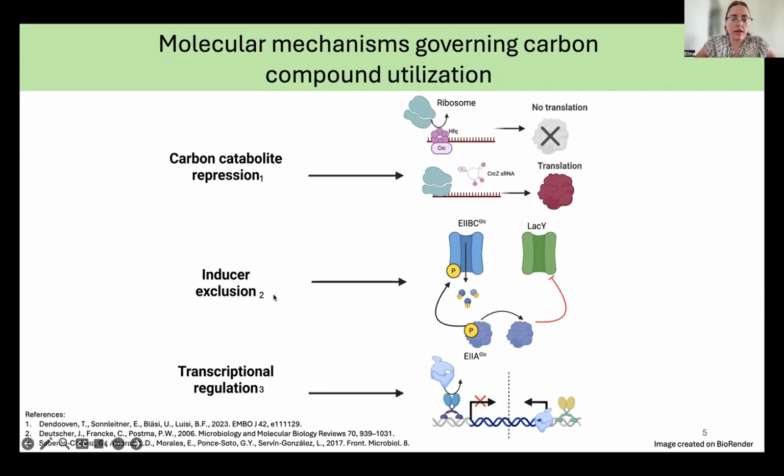In E. coli, there's also something called the inducer exclusion method, which involves the phosphotransferase system. In this case, when you have both glucose and lactose, E. coli preferentially uses glucose, and the protein EIIA-Glc will bind to the lactose permease and inhibit it to prevent import of lactose.